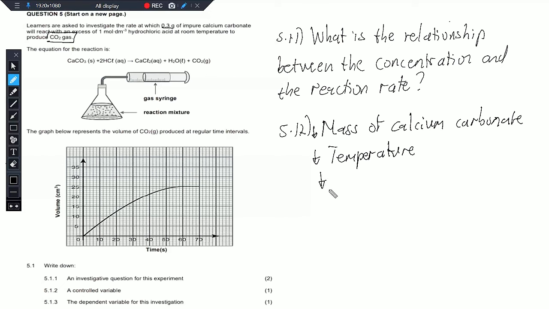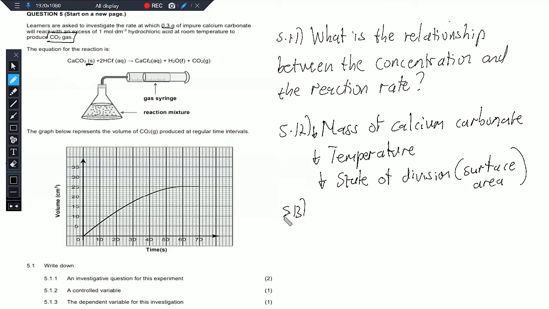And then also, another factor could be the state of division. Remember, we are working with a solid here, which is your calcium carbonate. So the state of division would have to be kept constant. So your state of division, we know that we are talking about the surface area of that impure sample, right? Okay, so either one of these would have been correct.